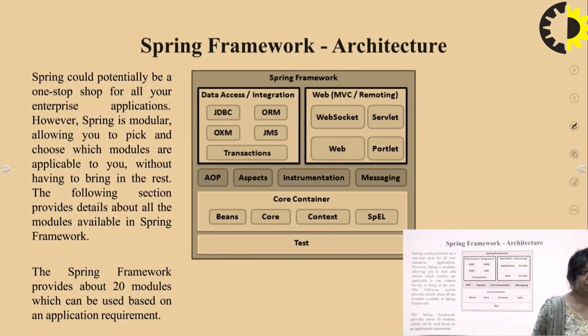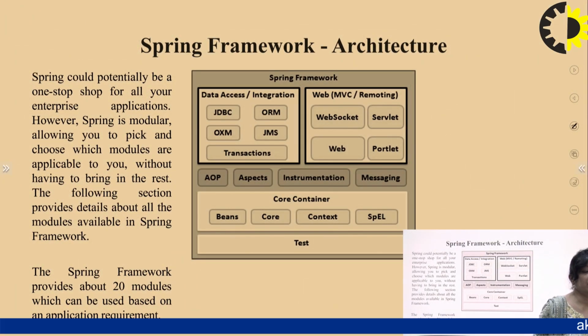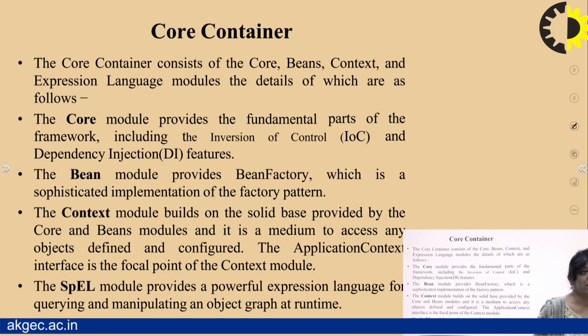Spring could potentially be a one-stop shop for all your enterprise applications. However, Spring is modular, allowing you to pick and choose which modules are applicable to you, without having to bring in the rest. The following sections provide details about all the modules available in the Spring Framework. The Spring Framework provides about 20 modules which can be used based on any application requirement.